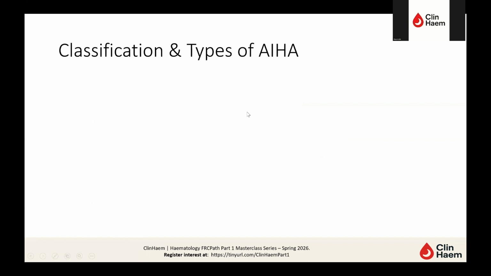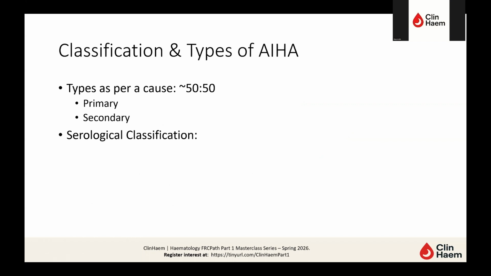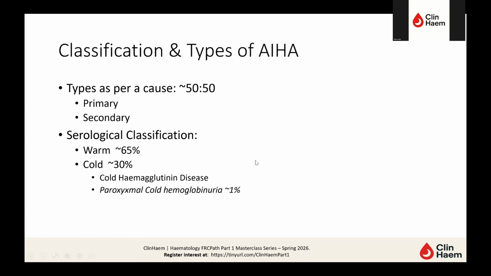To classification and types. It can be primary, which means there is no other apparent cause, or it can be secondary, and AIHA is 50-50, so 50% of cases are primary and 50% are secondary, secondary to an infection, a cancer, autoimmune disease, etc. But the tricky bit is serological classification. It can be warm, which is the most common. It can be cold AIHA, which is second most common. Cold is of two types: either cold hemagglutinin disease, which is the major portion of the cold hemolysis, or paroxysmal cold hemoglobinuria, which is only 1% of the total.